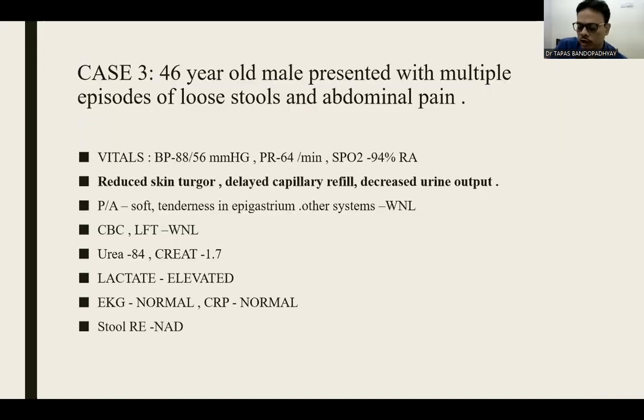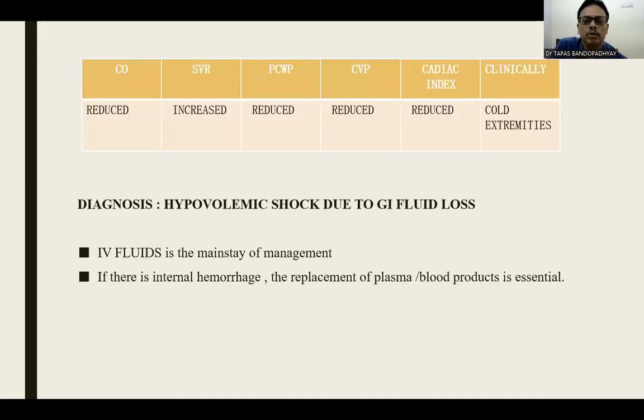And what will be the hemodynamics here? It is a hypovolemic shock, so definitely the mean arterial pressure will be low, the pulmonary capillary wedge pressure will be low, the cardiac index will be reduced, the CVP will be reduced, and as there is vasoconstriction, automatically the extremities will be cold. It is a cold type of shock. So this is the hemodynamics, and you can easily understand. And as there is vasoconstriction, the systemic vascular resistance is high.